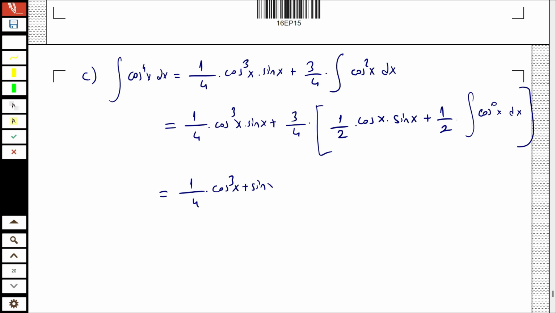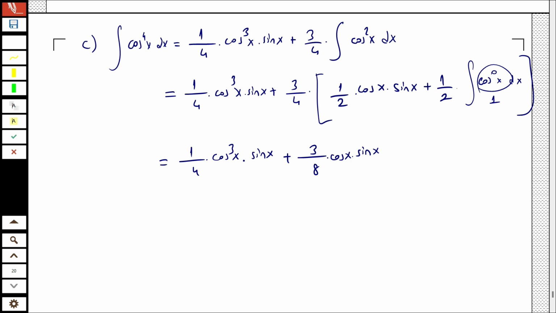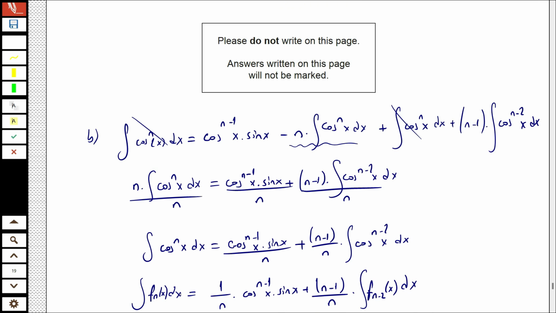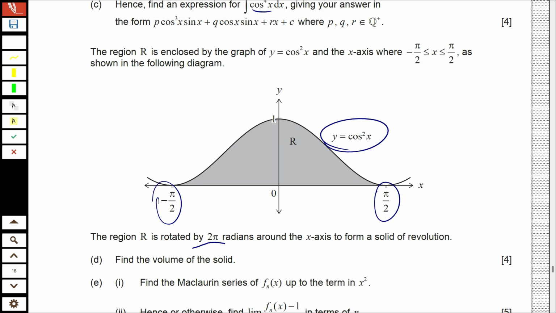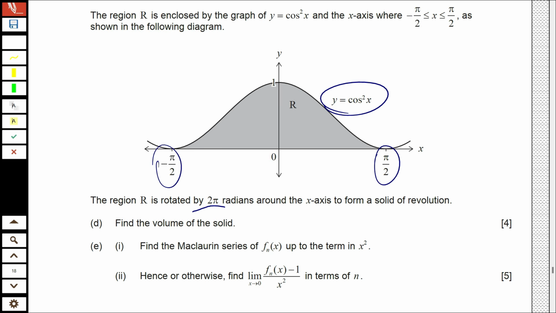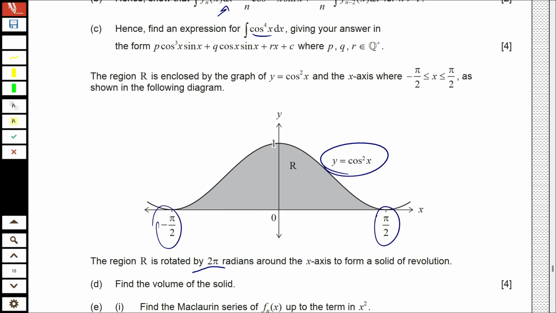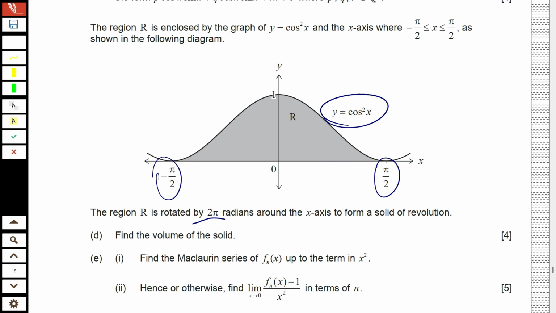And you can say that from here, let's simplify, it's gonna be 3 over 8 cosine x times sine x plus 3 over 8 times x, because I know that the integral of 1 is x. And do not forget the constant c. At the question D, it is asked for the region. There is a region R rotated by 2 times pi, and this is the graph of cosine square x, and we're gonna find the volume of the solid in here.